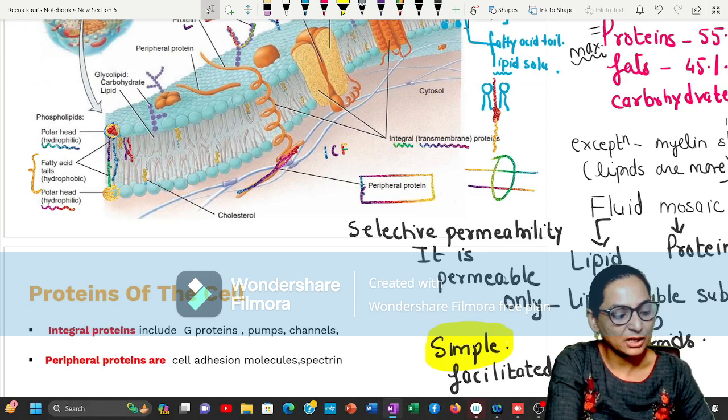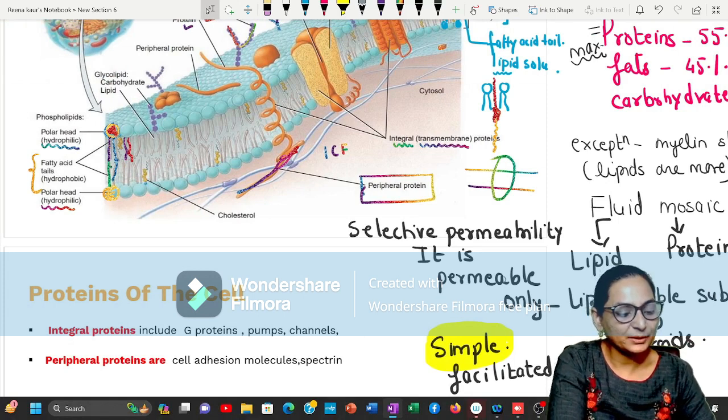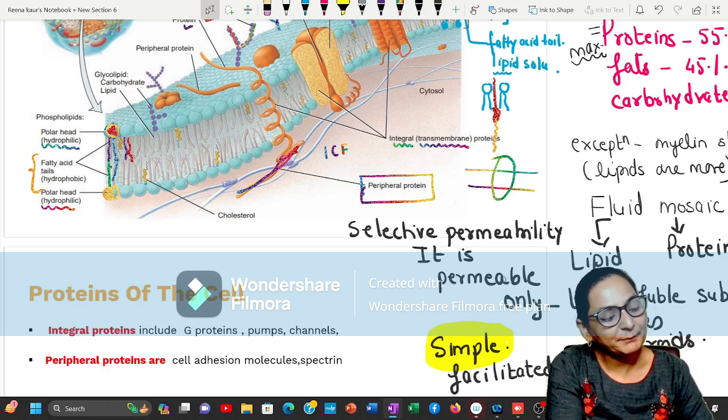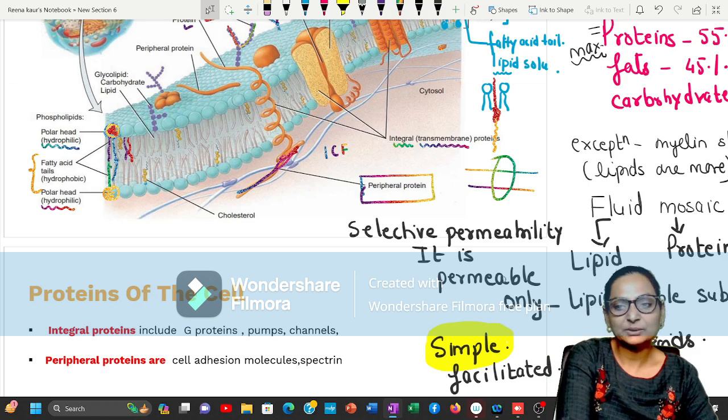Very good, Akansha, because Akansha has come up with the correct answer. Yes, Muskan. Uttam, it won't be facilitated. Facilitated will require carrier proteins, and facilitated is shown by lipid insoluble substances, which could be water soluble. Okay, Uttam?